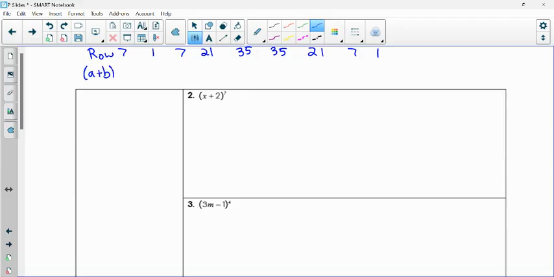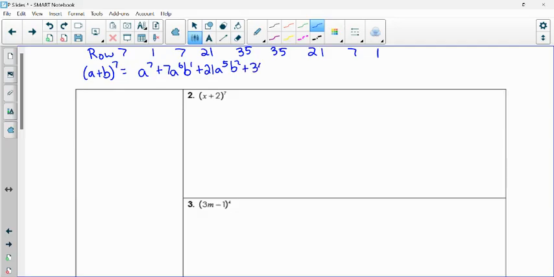a plus b to the 7th power, that would equal a to the 7th, because we always start off with 1a to the n, so it'd be 1a to the 7th, plus our coefficient 7, a to the 6th, b to the 1st. Again, we subtract 1 from our a, add 1 to our b, plus 21, subtract 1, so 5, add 1 to the b, 21, a to the 5th, b to the 2nd.